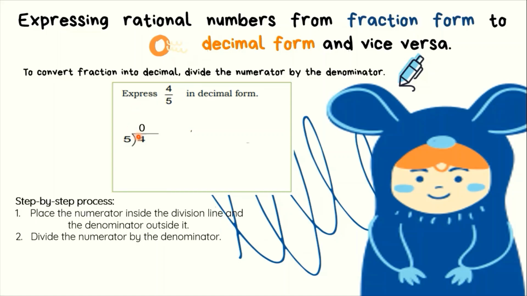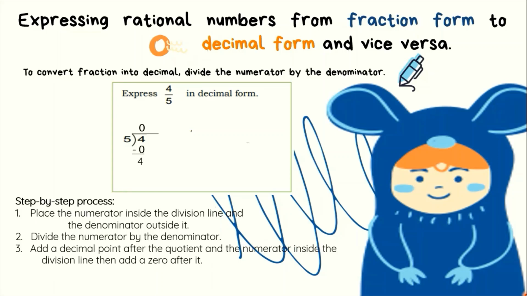We need to place our quotient on top of the numerator. 0 times 5 is 0. 4 minus 0 is 4. Meron tayong remainder. Dahil meron tayong natirang 4, kailangan nating mag-proceed pa o magpatuloy pa sa ating division process. To do so, you need to add a decimal point after the quotient and the numerator inside the division line, then add a 0 after it.